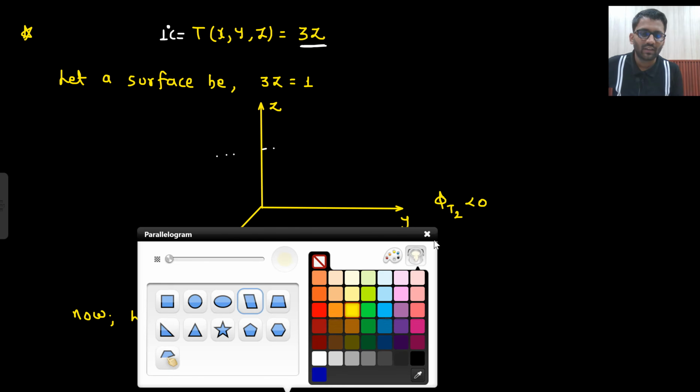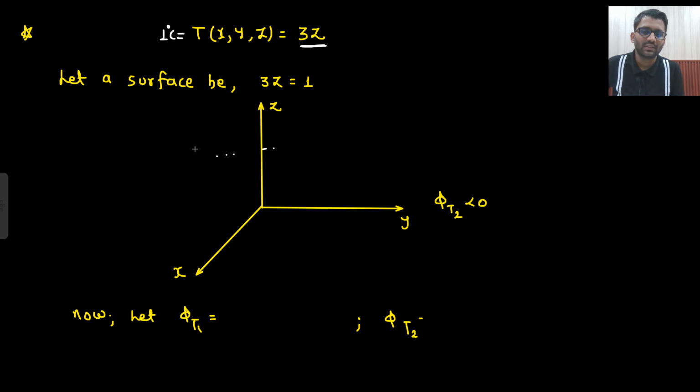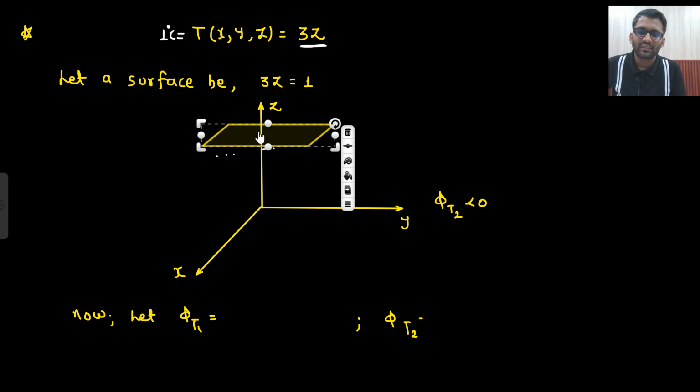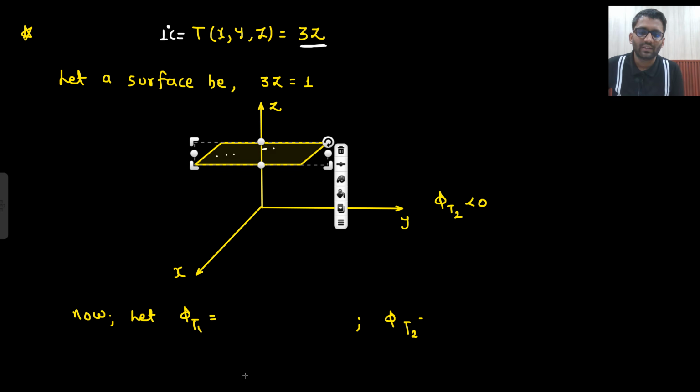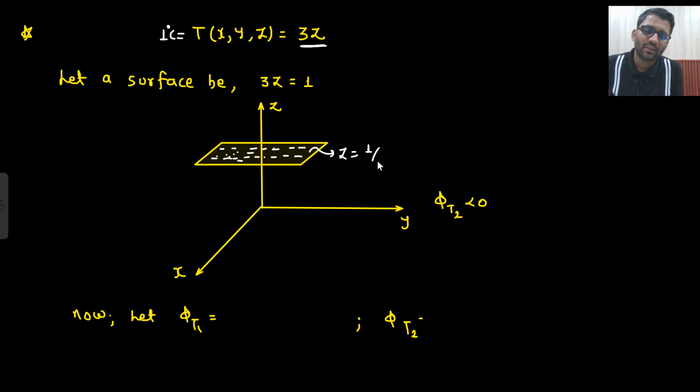This we have already seen, where we have seen all these things in the coordinate system. So this will be your plane, z equals 1 by 3. This is the plane, z equals 1 by 3. Now what do I do? I create a new temperature function. I am taking this side, 3z minus 1. So this is the new function I have created, 3z minus 1. This is my new temperature scalar function.